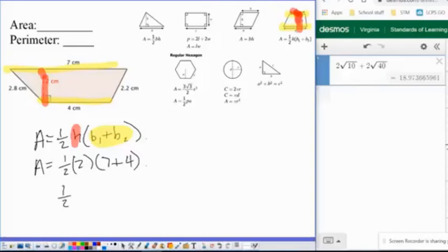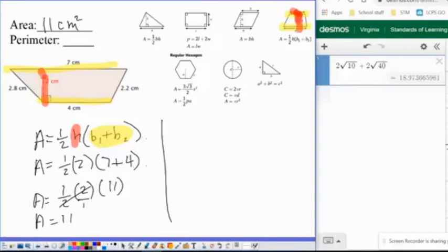All right, so we are going to rewrite everything, and we're going to do parentheses first. So the addition inside the parentheses is going to be 11. 7 plus 4 is 11. And then half of 2 is just 1, so that kind of cancels itself out. And then 1 times 11 is just 11. Or you could have done 2 times 11 is 22, and then half of 22 is 11. So now we have 11 centimeters squared as our area.